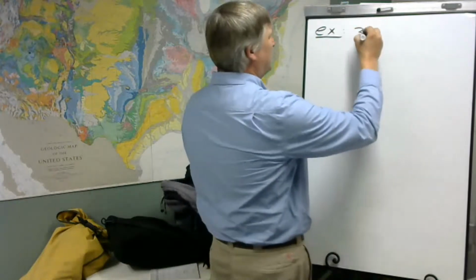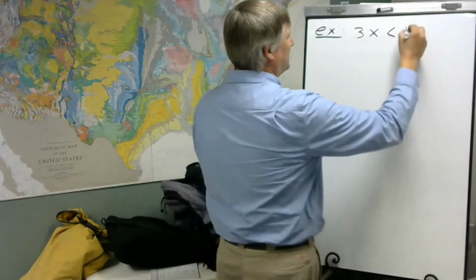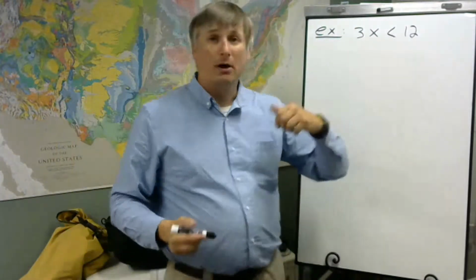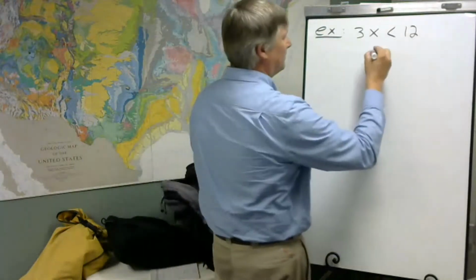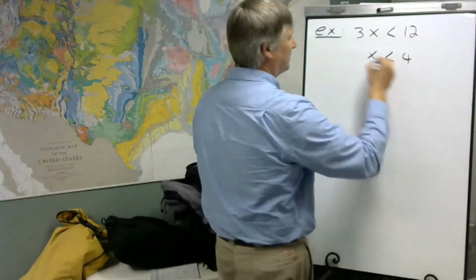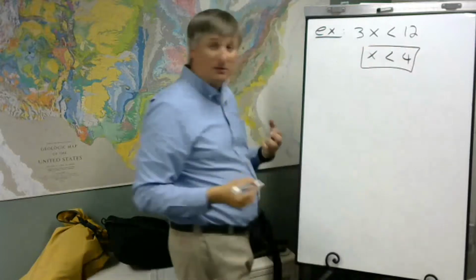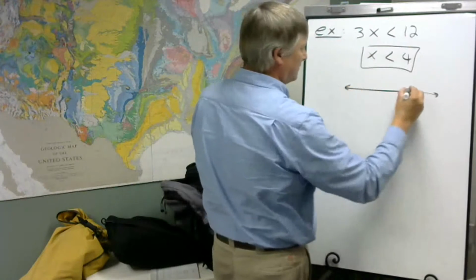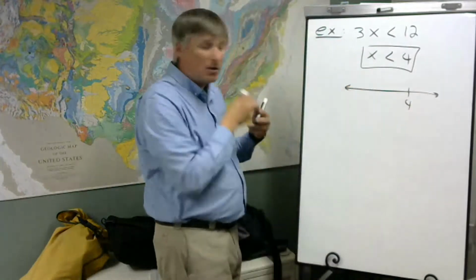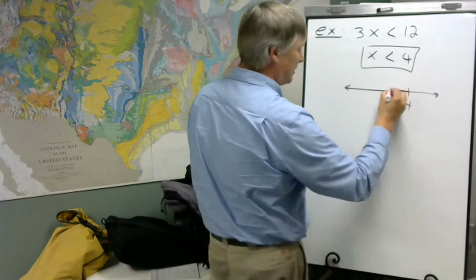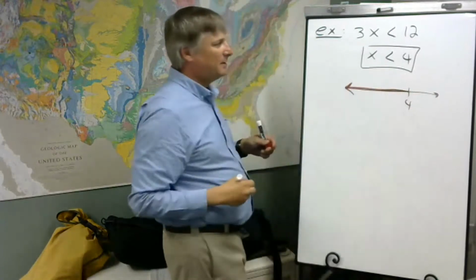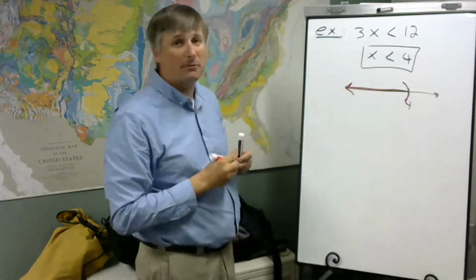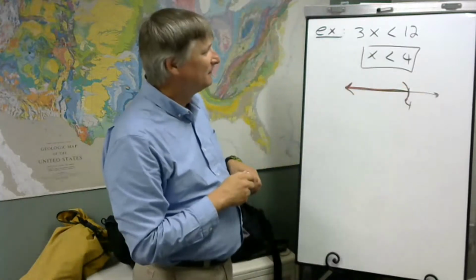So let's say you have 3x is less than 12. Well, you do the same thing as you would if this was 3x equals 12. Divide both sides by 3. You'll get x is less than 4. And that is your answer. And you could graph this on an interval if you wanted to. So 4, x smaller than 4, all the numbers down here. And since there's no equal to, it means we leave out the 4. All right.